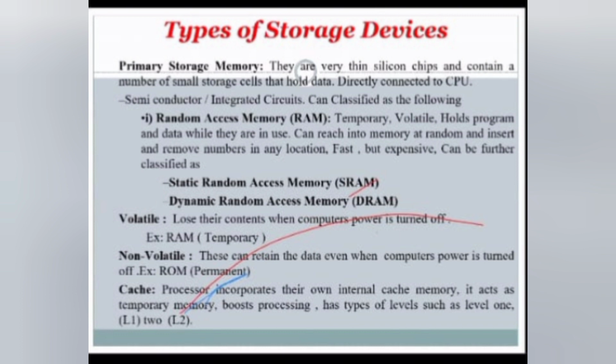Next we have volatile memory, and here when you turn off your system or personal computer, the memory is automatically removed from the storage. Then we have non volatile, which is the opposite of that. And cache memory: processors incorporate their own internal cache memory. It acts as temporary memory and boosts processing.